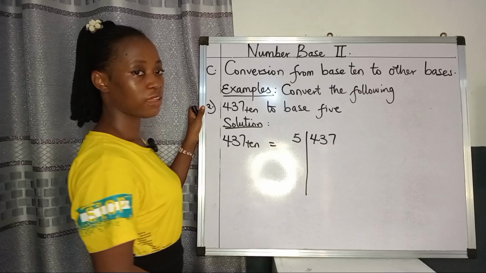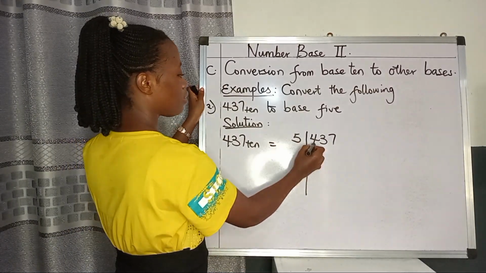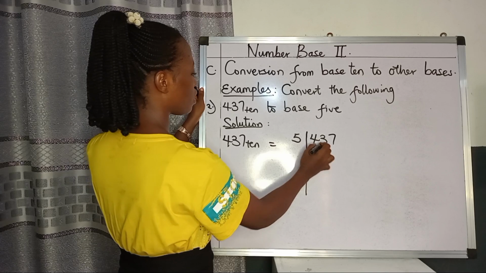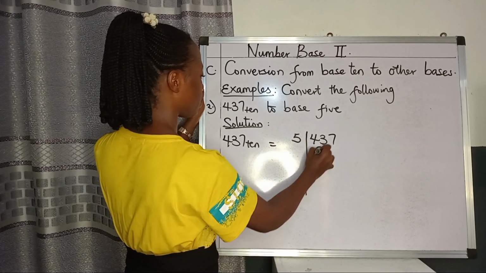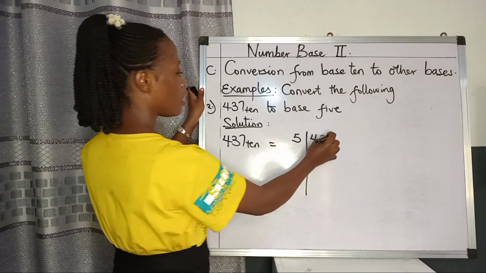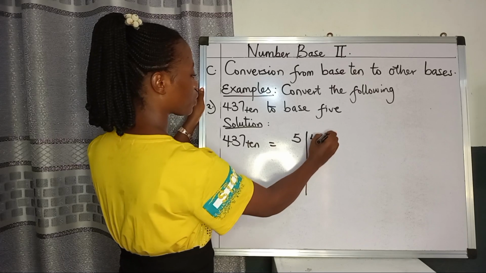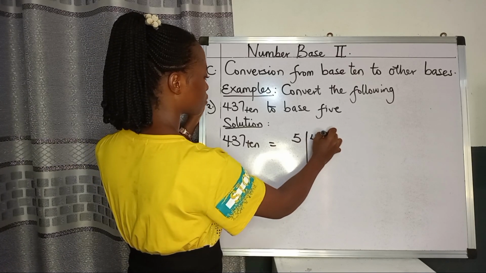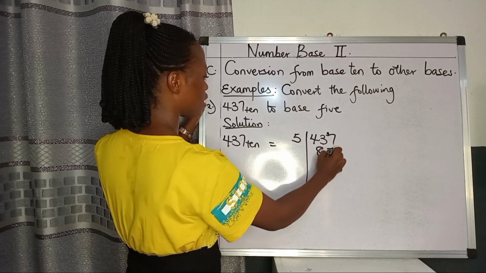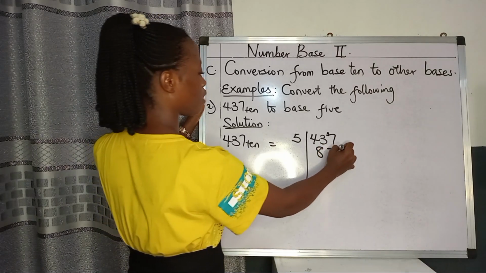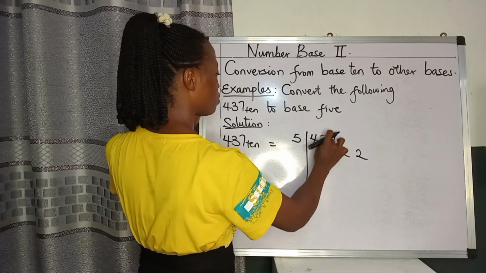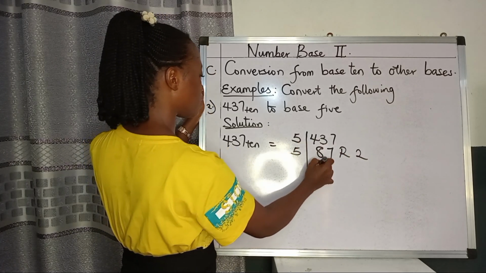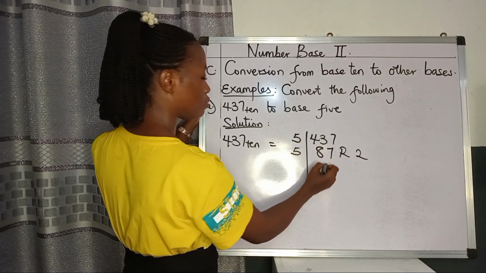I'm dividing 437 by 5. 5 in 4 is not possible. 5 in 43, that's 43 divided by 5, should be 8, because 5 times 8 is 40. Then the remainder is 3. Now 5 in 37 is 7, because 5 times 7 is 35. Remainder 2. So my remainder here is 2. We keep dividing. 5 in 8 is 1, remainder 3.